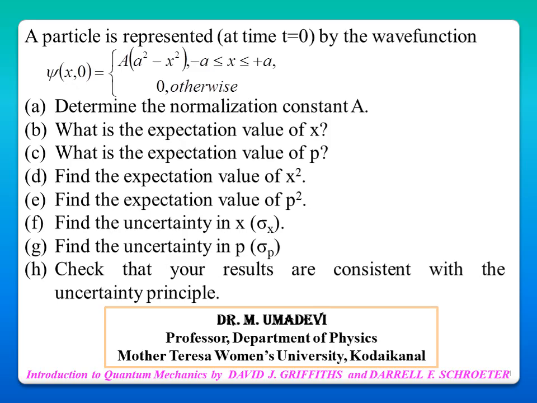Determine the normalization constant A, what is the expectation value of x, expectation value of p, expectation value of x squared, expectation value of p squared, and uncertainty in x, uncertainty in p, and you have to check whether it is consistent with the uncertainty principle.